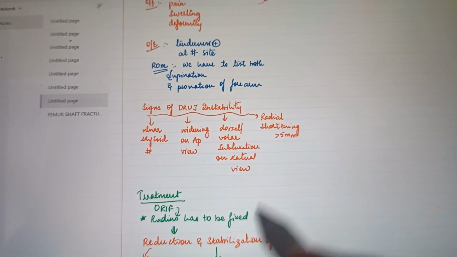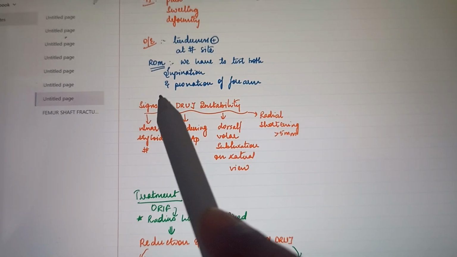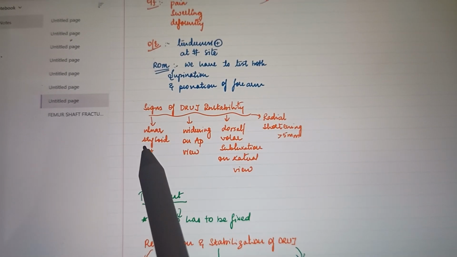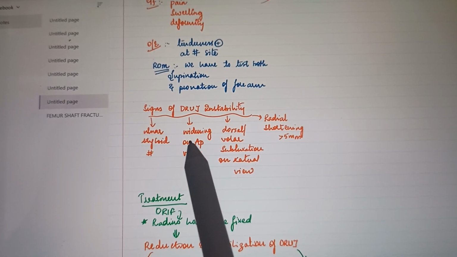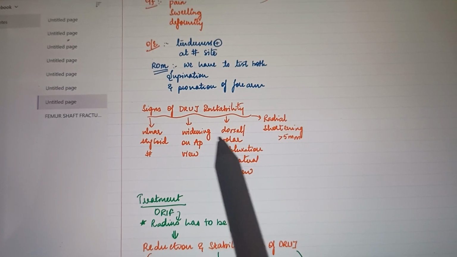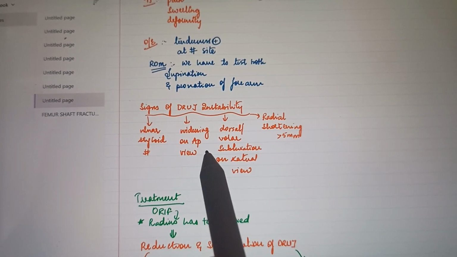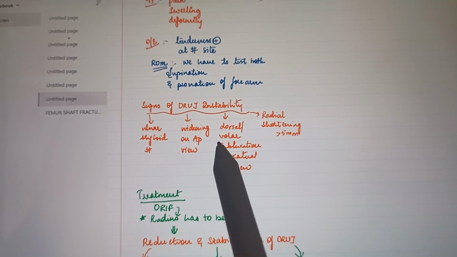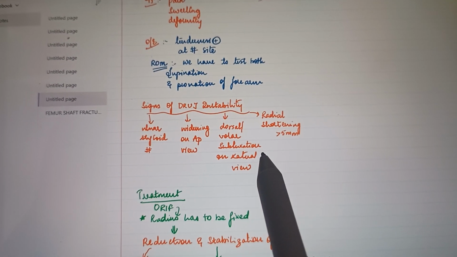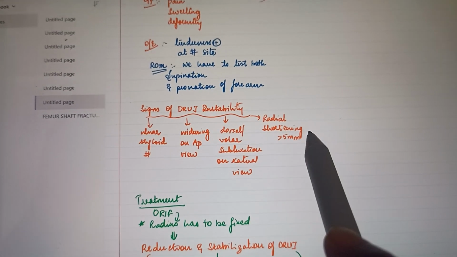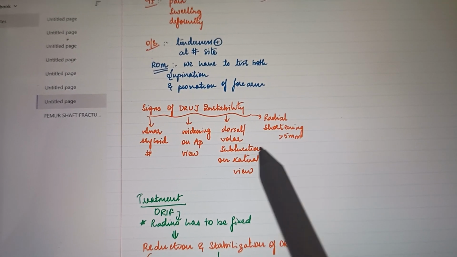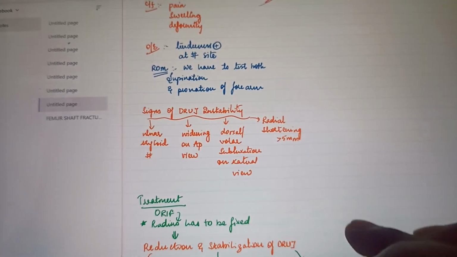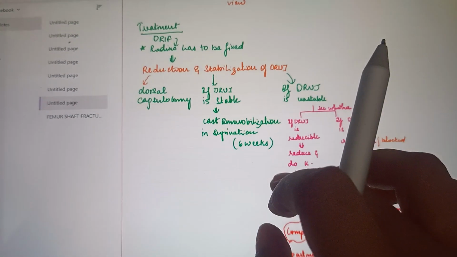And these are the few important signs which indicate DRUJ instability. So this indicates ulnar styloid fracture, widening of the distal radioulnar joint can be seen on AP view. Either dorsal subluxation or volar subluxation is seen on the lateral view, and significant radial shortening like more than 5 mm indicates DRUJ instability. Based on this, next comes the treatment options.